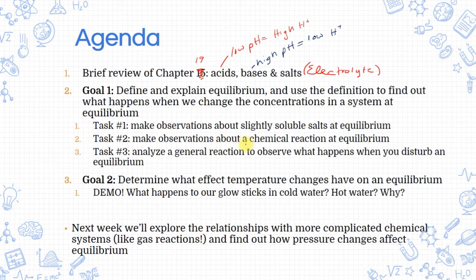And then we're going to look at an actual chemical reaction and see how that works on the particle level. It's a simulation of a chemical reaction, technically, right? So it's going to help us picture what's happening. And then finally we're going to look at a general reaction and make some observations in general. And then we're going to examine the effect that temperature has on an equilibrium, because it's different depending on the type of reaction that we have. Okay.